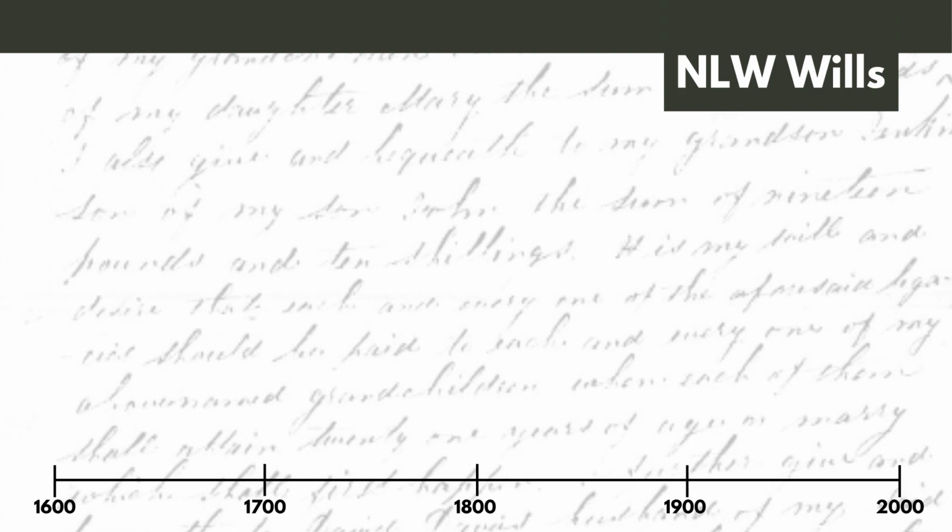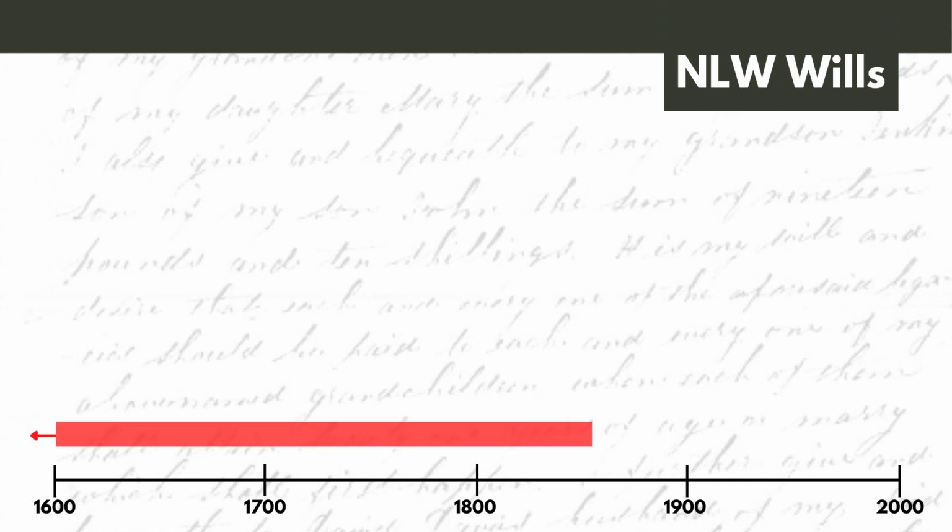Number 4, wills and probate. The National Library of Wales wills are a staple of my pre-1800s research, because before you get to the census, documents that explicitly state who our ancestors' relatives were are harder to come by. The Welsh wills run from 1500 to 1858, though I found them most helpful in the period from 1750 to 1858.